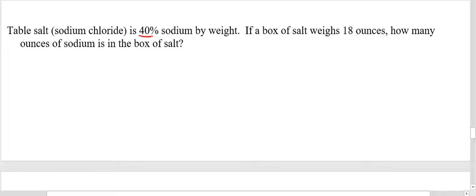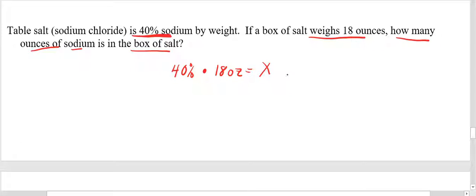So we know it's 40% sodium. I know the box weighs 18 ounces. And my question is, how many ounces of sodium is in the box of salt? So it's 40% by weight. So 40% times my weight, which is 18 ounces. And that's going to equal the amount of sodium, or the ounces of sodium.